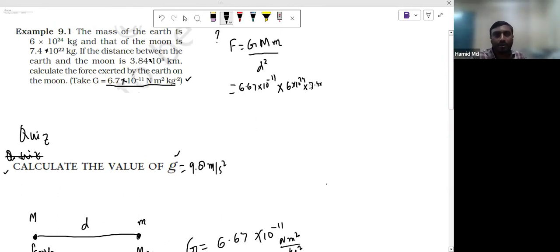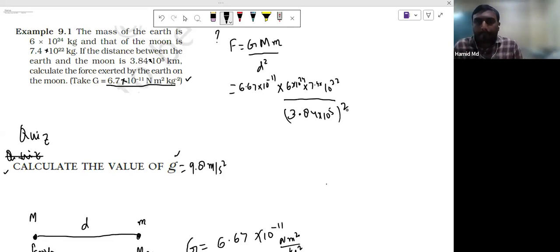7.4 into 10 raised to the power 22. And what is the distance between these two? It is 3.84 into 10 to the power 5, right? A square of it. Clear? Is it clear to everyone?